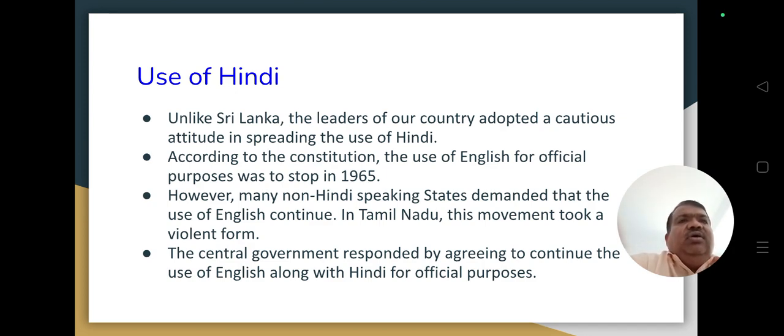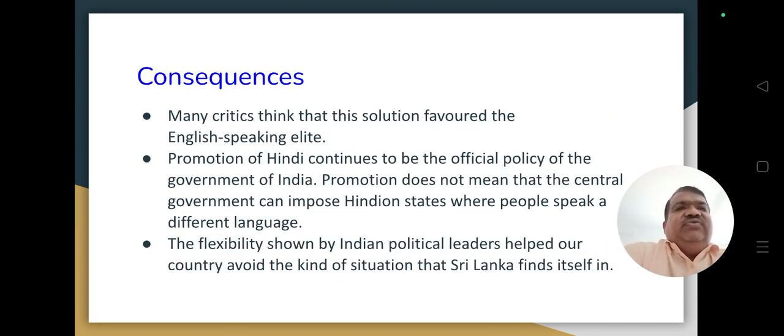However, many non-Hindi speaking states demanded that the use of English continue. In Tamil Nadu, this movement took a violent form. So the central government responded by agreeing to continue the use of English along with Hindi for official purposes. Then the consequences arise. Many critics think that this solution favors the English-speaking elite. English-speaking people will get the benefit of the same.